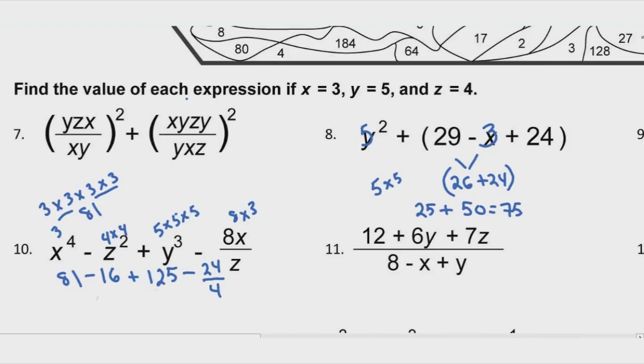And we can just rewrite this really quick. We have 81 minus 16 plus 125. And 24 divided by 4 is going to be 6. Well, we work left to right because we got subtraction and addition. 81 minus 16 is going to give you 65. So this is now 65. Plus 125 will give us 190. Minus 6 will give us 184.